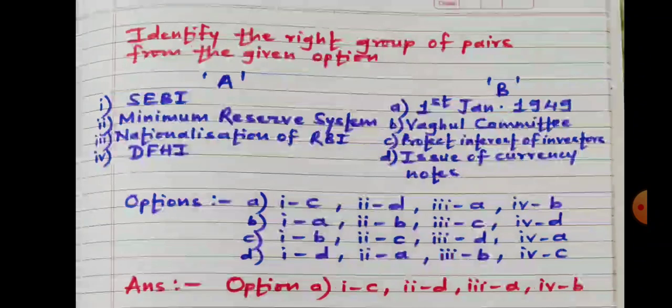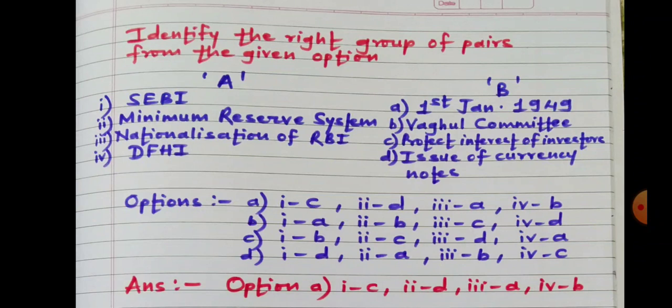Now let us see the next example. Identify the right group of pairs from the given options. Two columns are given. In column A they have given number 1 SEBI, number 2 minimum reserve system, number 3 nationalization of RBI, and number 4 DFHI. In column B they have given A, 1st Jan 1949; B, Waghul Committee; C, protect interests of the investor; and D, issue of currency notes. And here they have given four options A, B, C, D. You have to choose any one option, that is your answer.